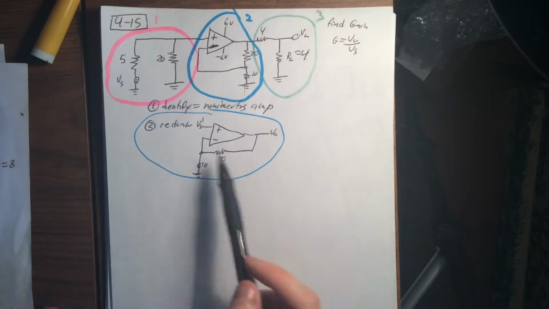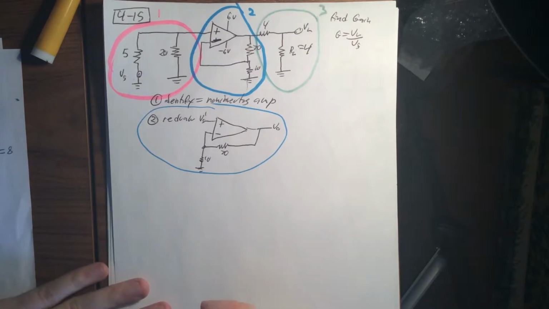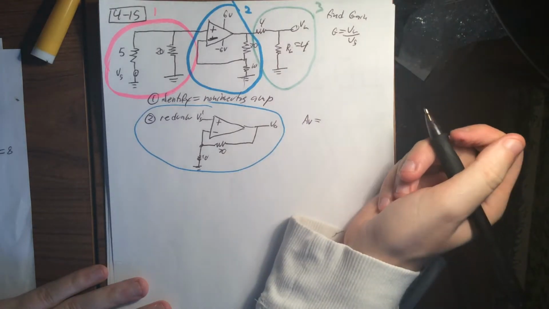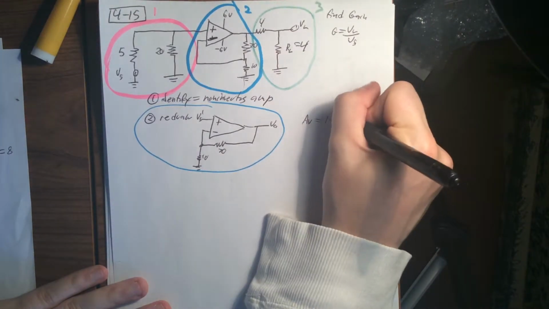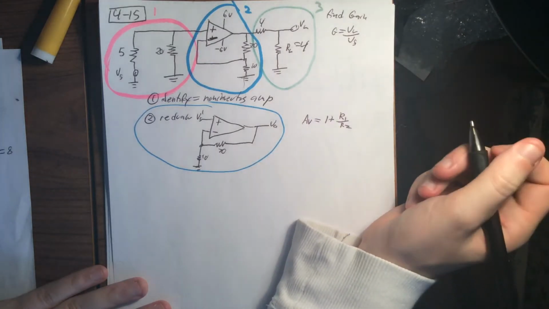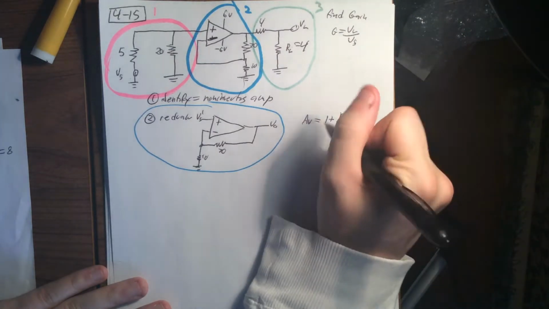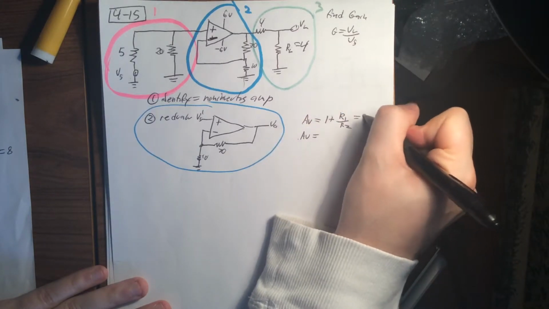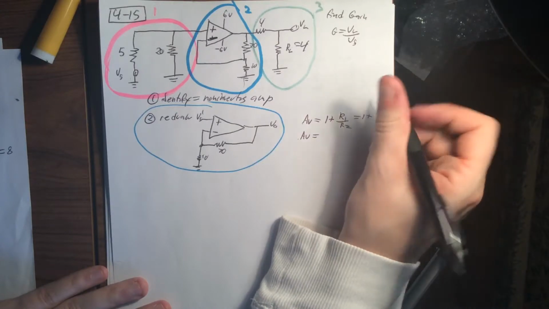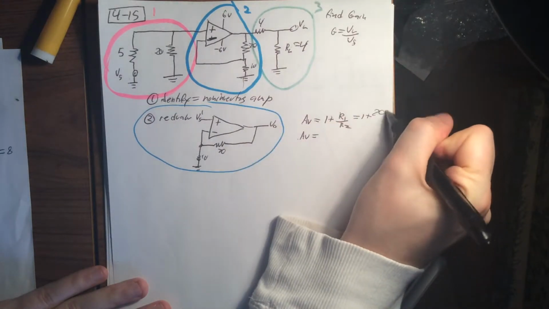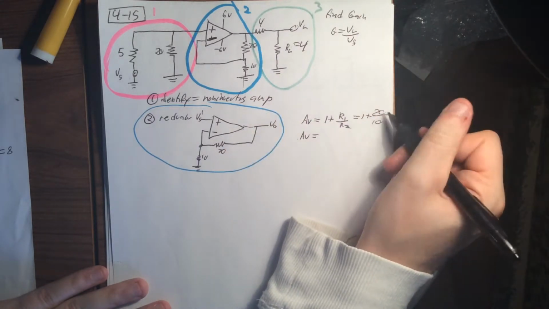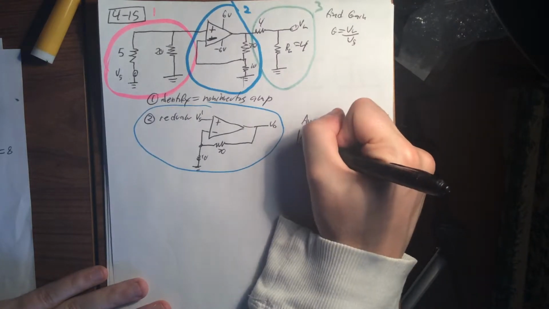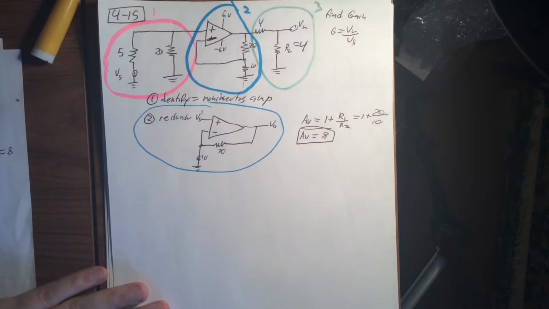So the first bit, we've redrawn this. This is part 2. We know that our gain, for a non-inverting amplifier, equals 1 plus R1 over R2. We got that out of any of the charts that we've had in the class. So this is going to be our AV equals 1 plus, R1 in this case is 70 over 10. So 70 divided by 10 equals 7, plus 1 equals a gain of 8. That is our gain for this equation, 8.